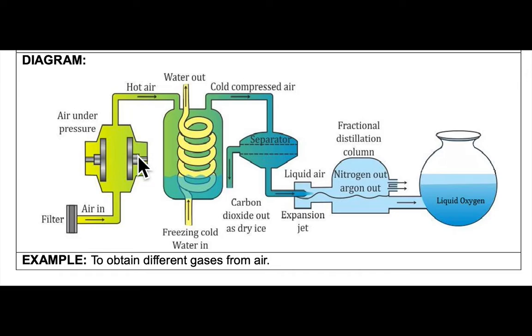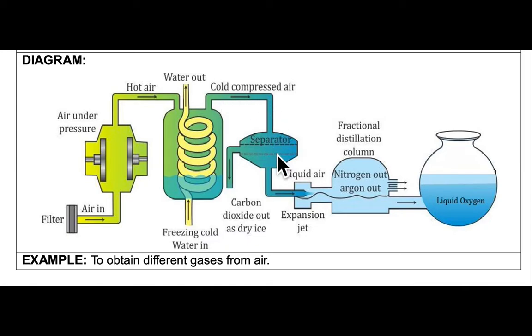Here the pressure is exerted on the air and the air becomes hot and passes through this component. Here the condenser is there. Freezing cold water is condensing the air, making the temperature of the air very low, and the air becomes cool and changes into liquid form. So cold and compressed air passes from here.